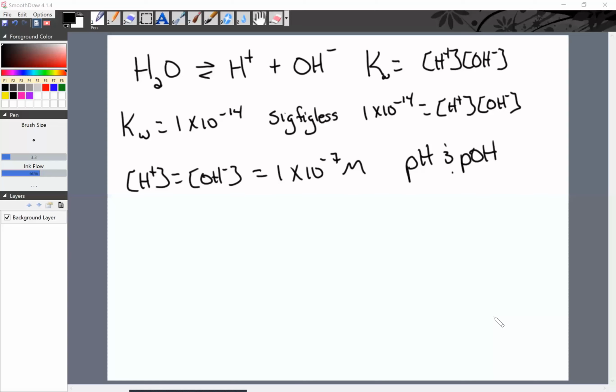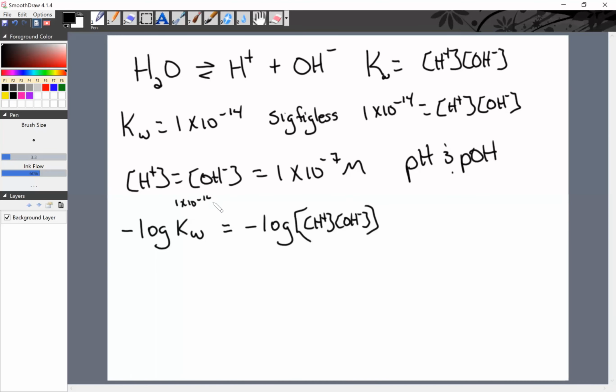All right, so this is what I had written for the water. I wonder if I could take the negative log of this thing. Why, sure. If I took the negative log of Kw and the negative log of the proton and the hydroxide, so I'm just taking the negative log of both sides. Now I know this number is 1 times 10 to the minus 14. So the negative log of that turns out to be 14.